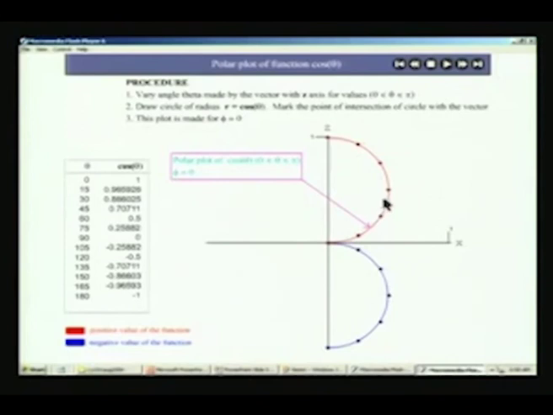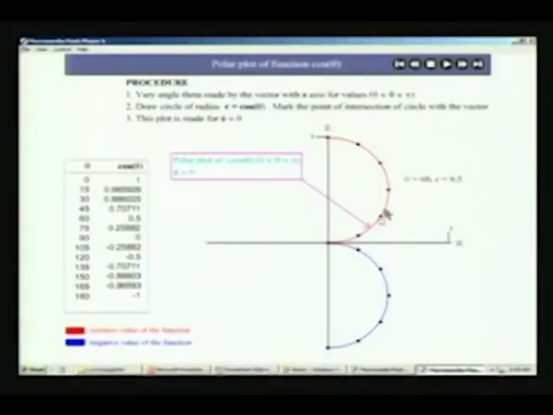But remember, there are now 2 graphs. There is a red graph and there is a blue graph, because you know that if theta is greater than 90, cos theta is negative. Therefore, the function cos theta is positive in the first half of theta equal to 0 to 180, that is theta equal to 0 to 90, and then it is negative, and that is the blue graph.